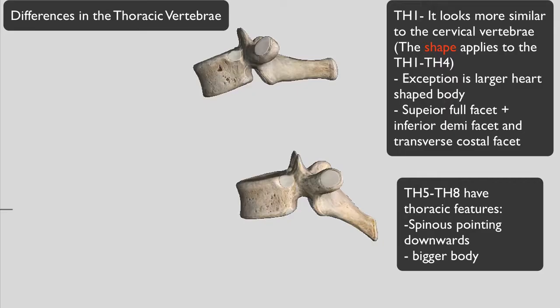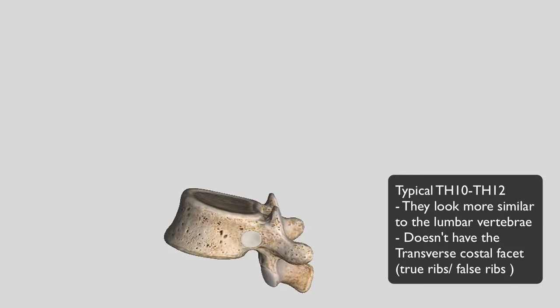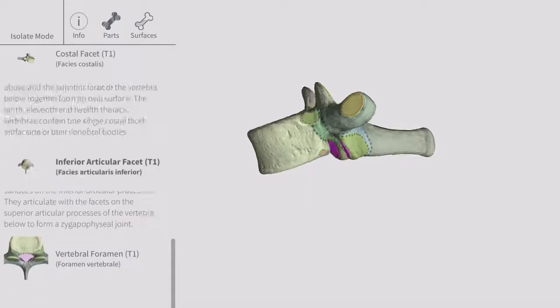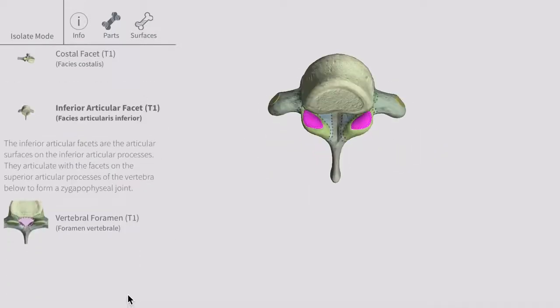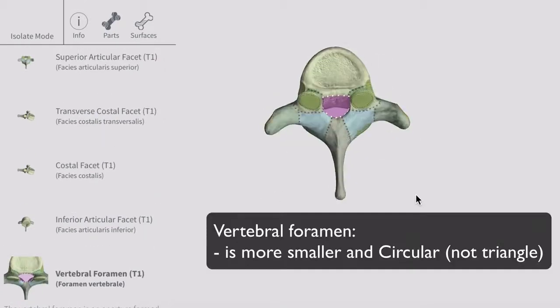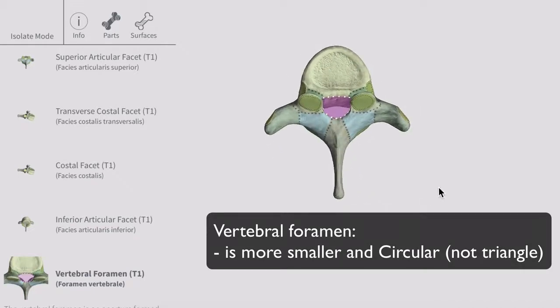So the differences in thoracic vertebrae are that T1 looks more similar to the cervical vertebra, whereas the lumbar one is what's on the screen now. So please again pause the video and do check it. So you've got the inferior articular facet, and you've got the vertebral foramen, which is smaller and circular, but not triangular this time. So that's one other key piece of information you want to take on board.